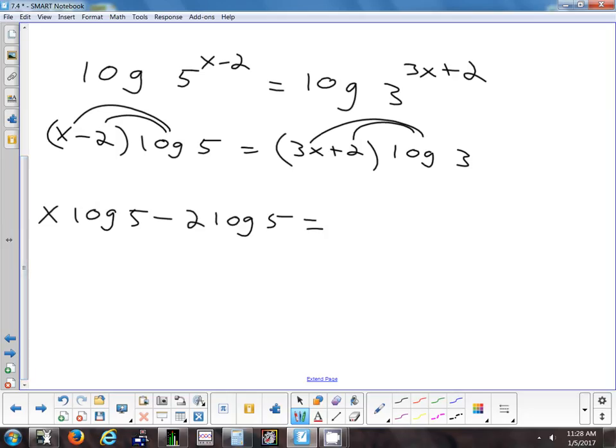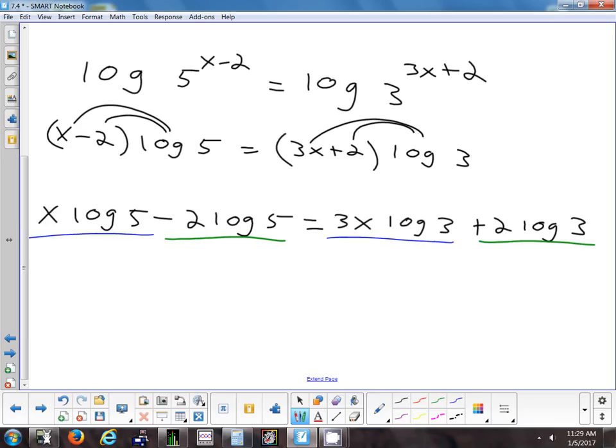Right, and now we'll distribute out log 3 to the second set. So 3x log 3 plus 2 log 3. Now I'm going to underline a couple of things. I want to see if you notice a pattern in what I underlined. What do the blue things have in common that I underlined, and what do the green things have in common? The blue have x's and the green just numbers. Yeah, the green things are just numbers.